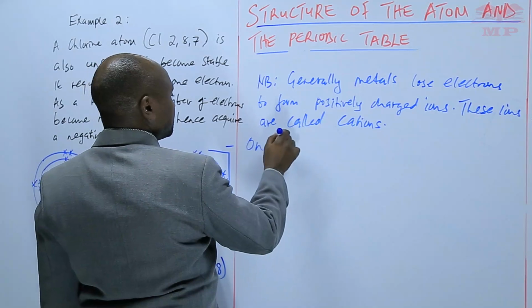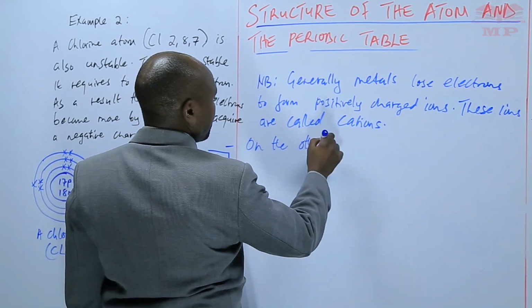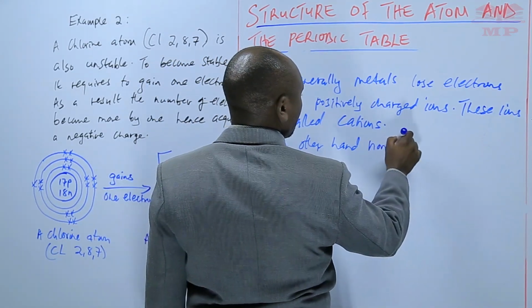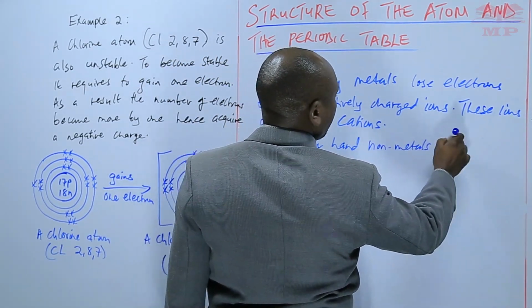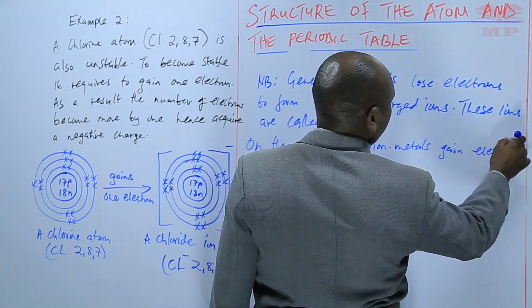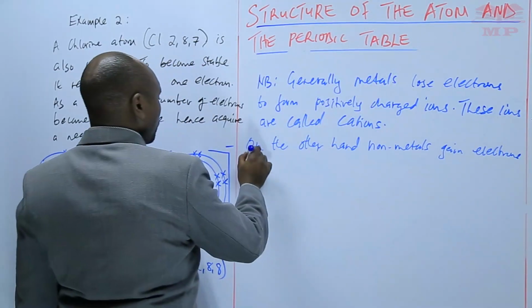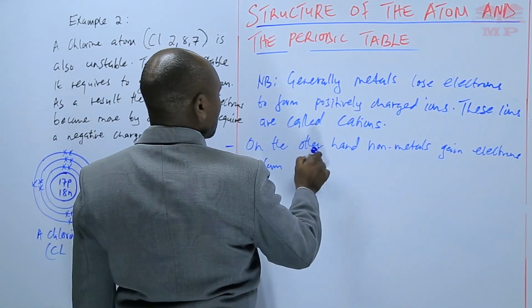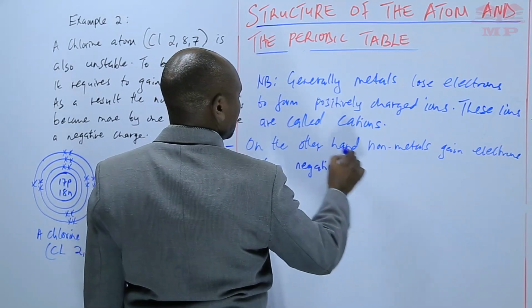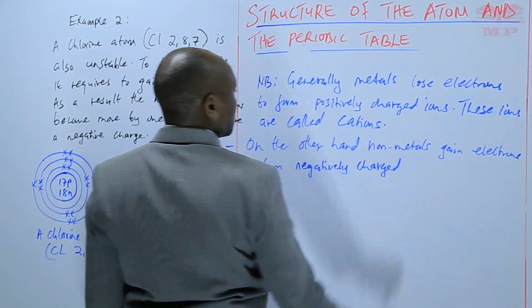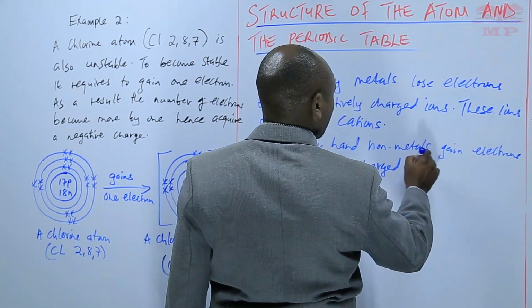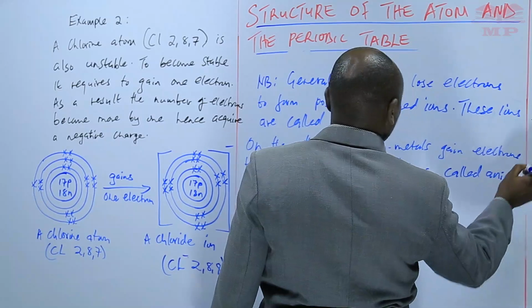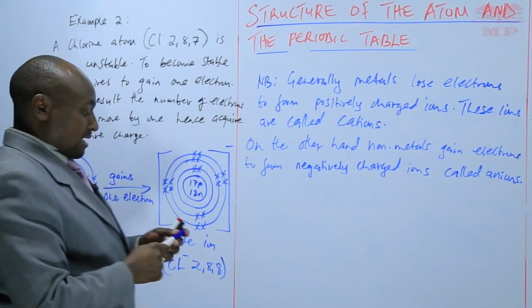On the other hand, nonmetals gain electrons to form negatively charged ions called anions. So we have cations and we have anions.